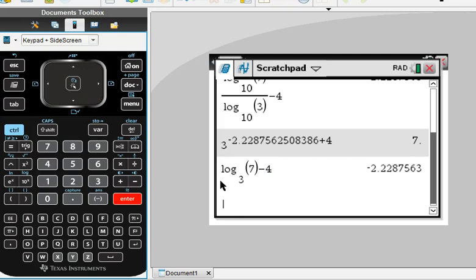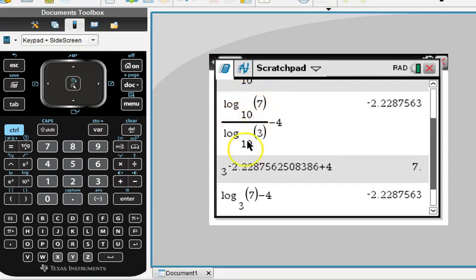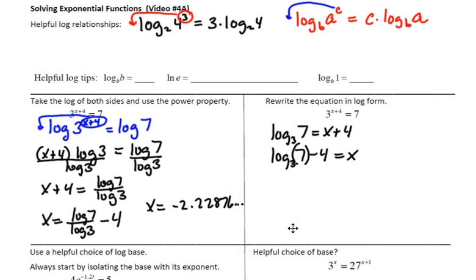Okay, same answer. Now, that means that this expression, log base 10 of 7 over log base 10 of 3, is equivalent to log base 3 of 7. This is known as the change of base relationship. And we're going to put this in our helpful log relationships. Log base b of a is equal to log base c of a over log base c of b. So notice this number goes in the denominator, this number ends up in the numerator, but I use a different log base.